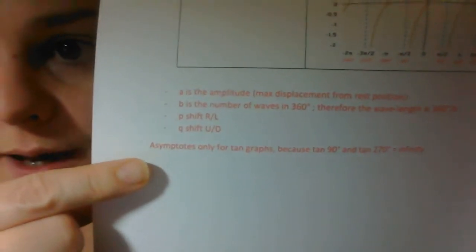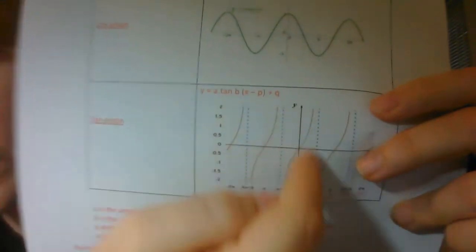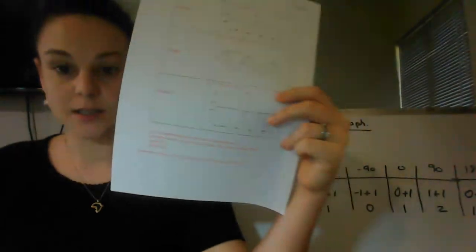Alright, there are asymptotes only for the tan graph. You can see here there are some vertical lines that are not going to be reached by the graph. It goes to positive and negative infinity here.